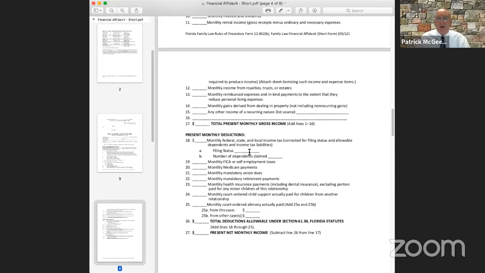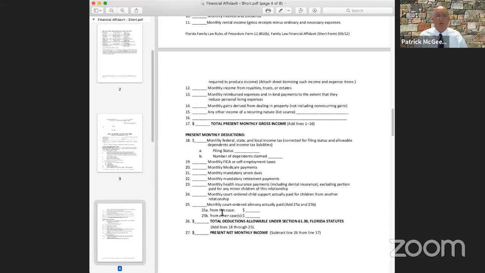Also, you have to put your filing status and your number of dependents. Your FICA, your Medicare, mandatory union dues. If it's mandatory that you be part of a union, you have to pay union dues, that goes there. Mandatory retirement payments are any retirement payments, like for the Florida Retirement Service, where employees are required to send a percentage of their monthly income or their pay period income to the state of Florida. That amount would go in here. Health insurance, court-ordered child support, and all the other allowable deductions.